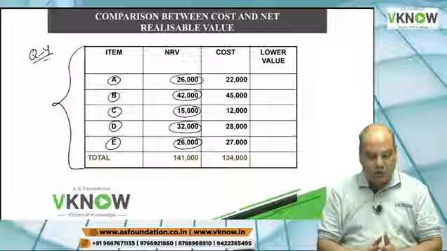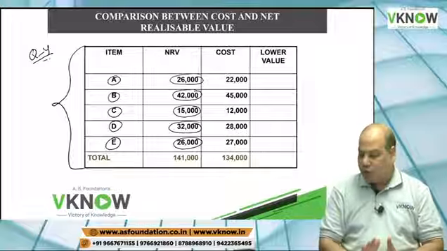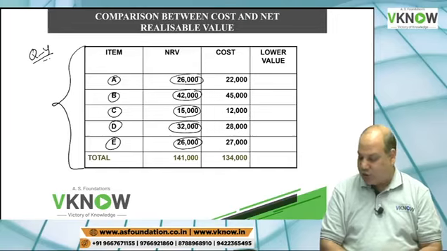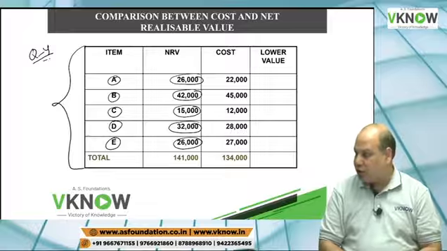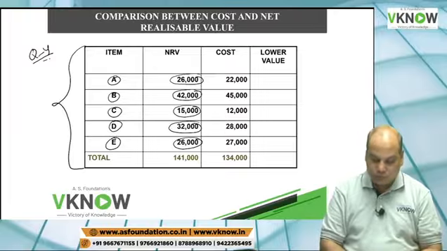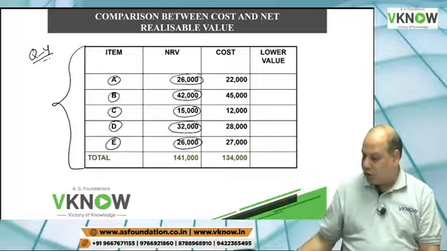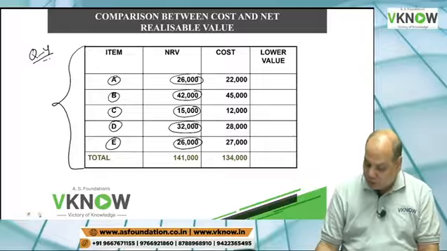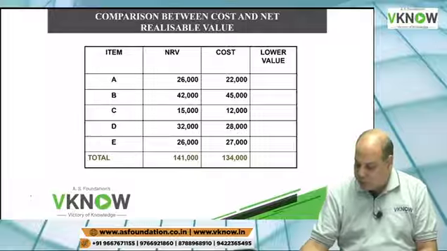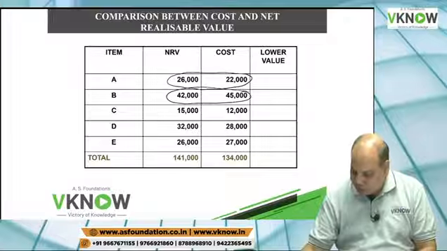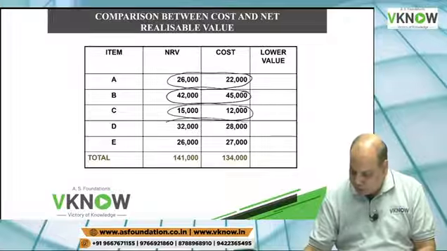And the cost is given to you: 22,000, 45,000, 12,000, 28,000, 27,000. And I have done the totaling also for you, which is 1,34,000. Now, if you have to compare item by item, it means you compare these two and take the lower figure.